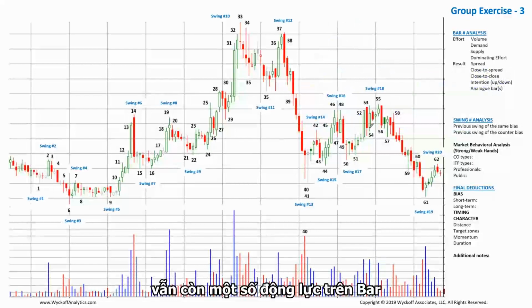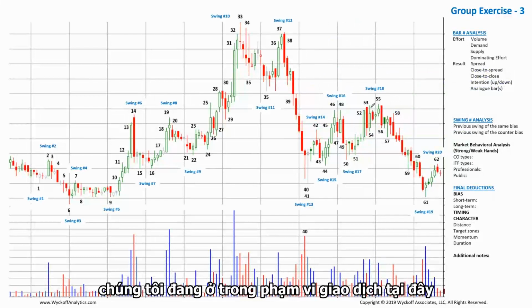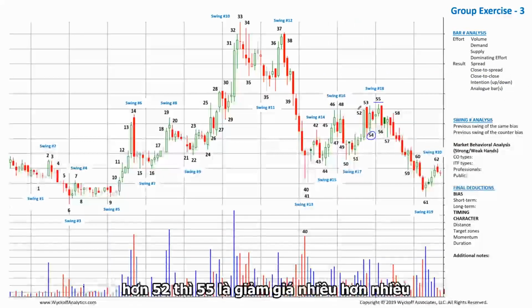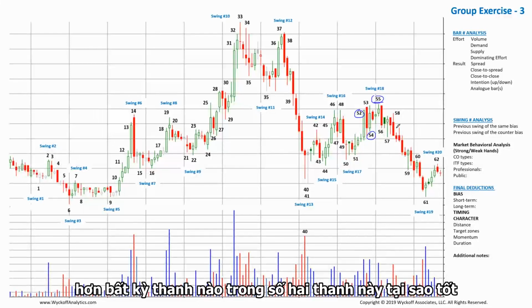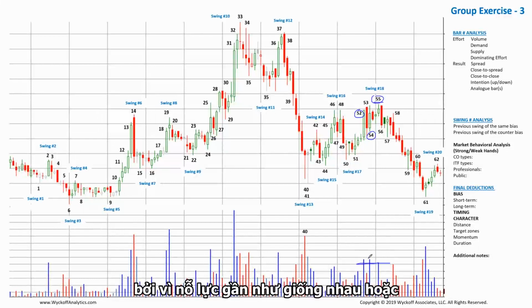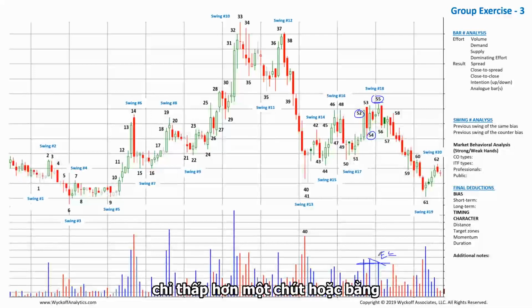There is still some momentum on bar number 54. We might assume that we are in the trading range at this point. We would be looking at the phase analysis and so on and so forth. And then bar 55 comes. So if we said that 54 is more bearish than 52, then 55 is much more bearish than any of these two bars. Why? Well, because the effort is almost the same or just slightly below, or equals the previous efforts here.